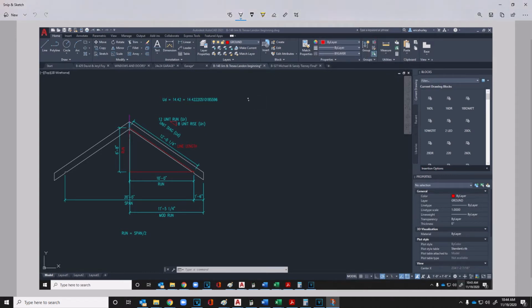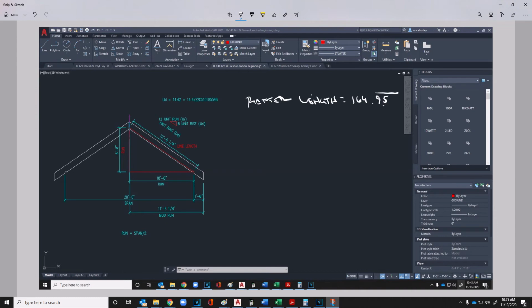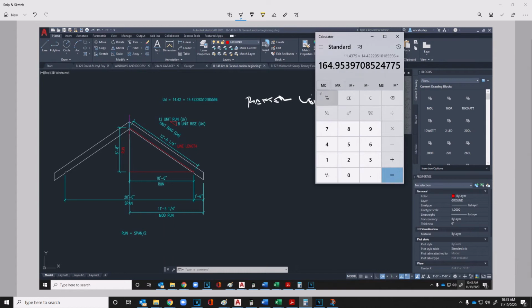Okay, so this is our rafter length is equal to 164.95, and I'm just going to leave it at that point. It goes on out there a little bit unless it keeps going. But this is the number. So now I'm going to save this number. So memory clear, memory plus.